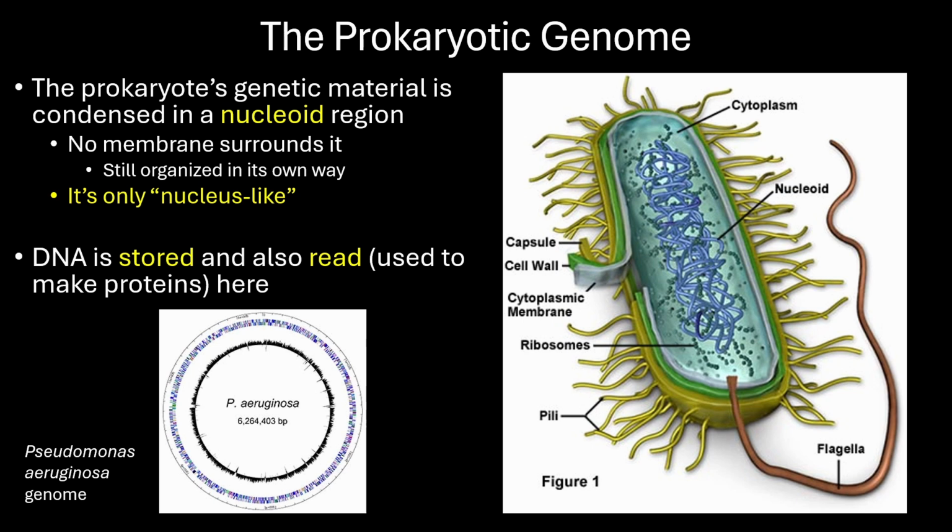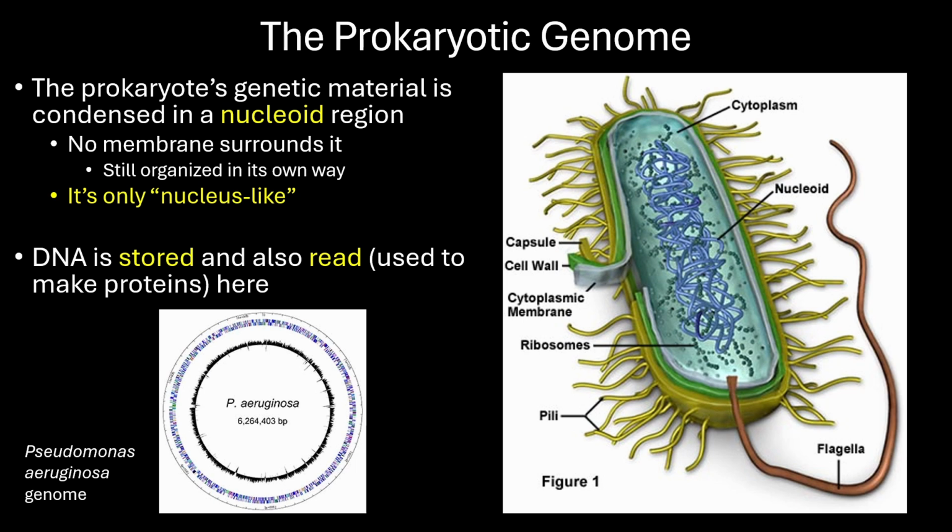Now let's talk about the genome of these organisms. So prokaryotes have their genetic material stored pretty differently than the way that we do. We store our genetic information inside of our nucleus. We have a dedicated organelle that does this. But again, prokaryotes don't have organelles at all. So what they do have, all the time, is a nucleoid region.